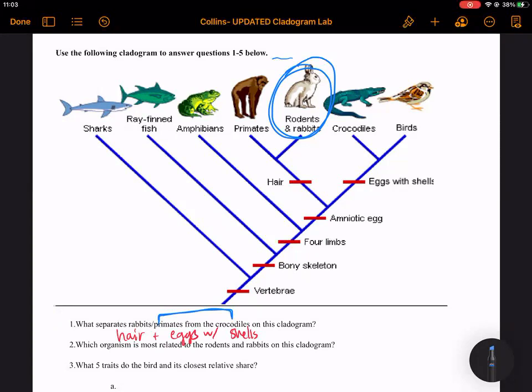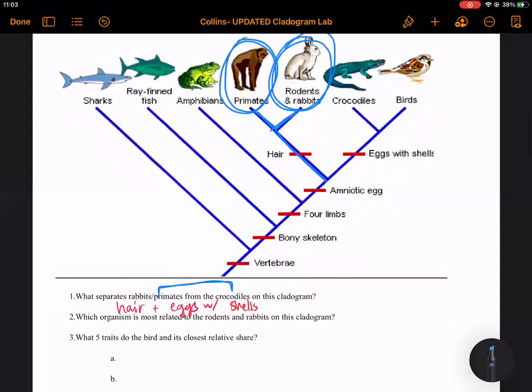Primates. Yeah, and why do you say that? Because they both have hair, so that makes them most related. Exactly, right? We see that they are close together on that cladogram, and they also share some of those traits in common, right? They both have hair. You're exactly right. So primates, because they're closest on the cladogram, and share many traits.